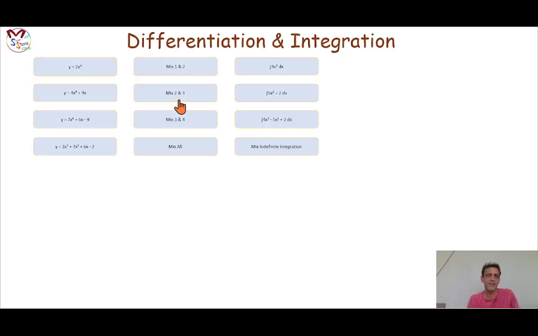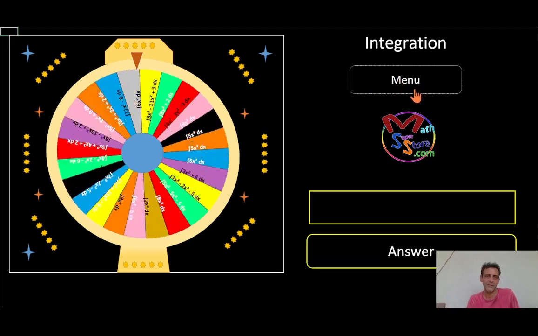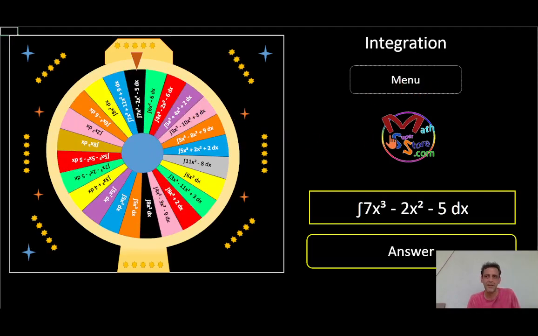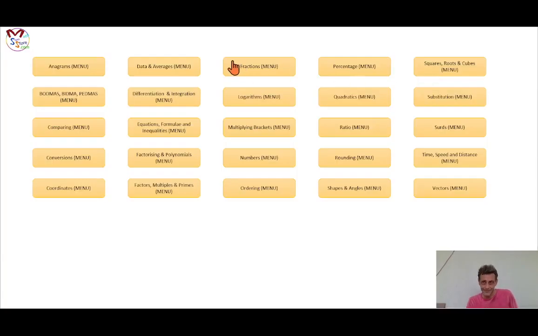We've got differentiation and integration. So these are the levels of differentiation. You've got 1 term, 2 terms, 3 terms, and 4 terms. And we can mix these: mix 1 and 2, 2 and 3, 3 and 4, or mix them all as you go up the student levels. We've got integration with 1 term, 2 terms, and 3 terms, and then you can mix them as well. So press mix and then quickly go back to the menu. You can see them mixed on the wheel. I don't know what question's coming up, and neither does a student or teacher.